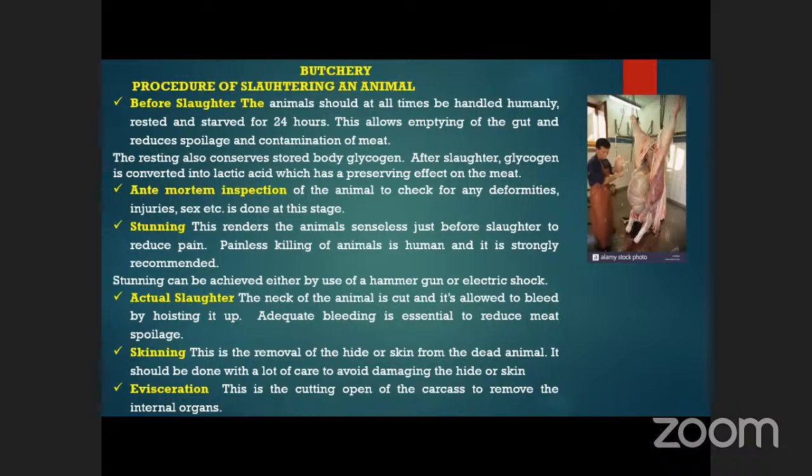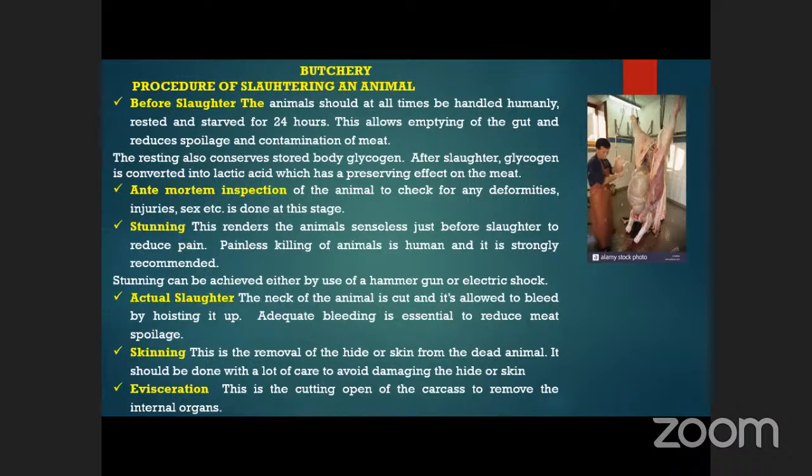Why should you make the animal starve? Is it because it is going to die? No, this allows emptying of the gut. The stomach reduces, it becomes empty because the food which is there is being utilized. And it also reduces spoilage and contamination of meat. When you bring the meat home, you can keep it for some good period of time. But if that is not done, the meat will become spoiled.